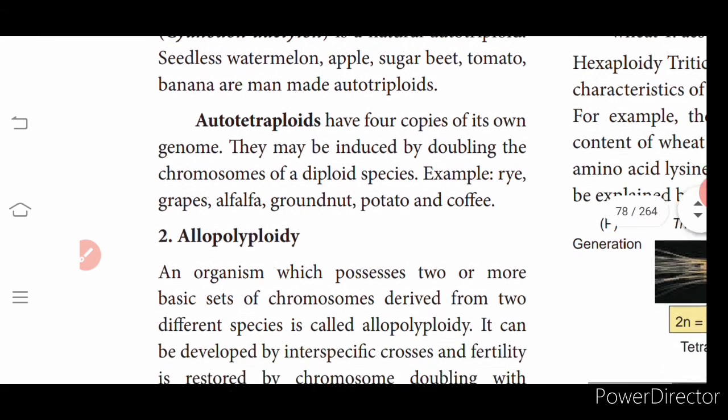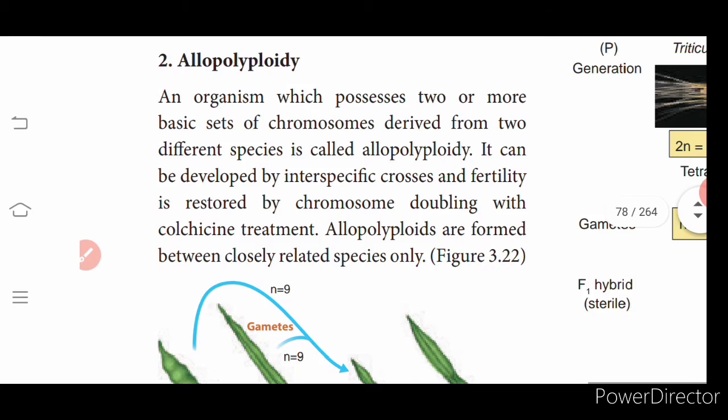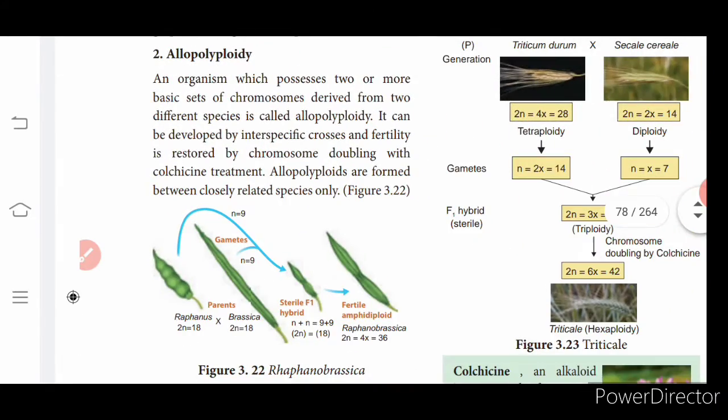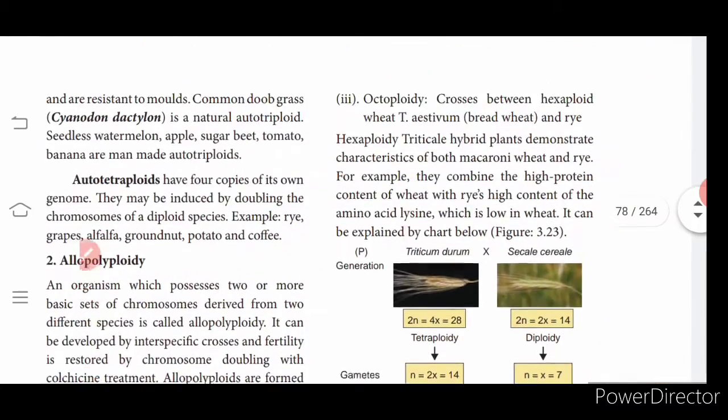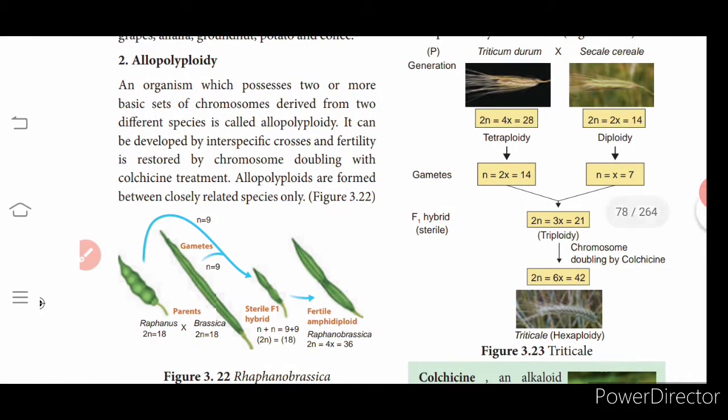Autotetraploid has 4 copies of its own genome. They may be induced by doubling the chromosomes of a diploid species. Allopolyploidy is a condition that we will learn in detail here, and this is important. In allopolyploidy, an organism possesses 2 or more basic sets of chromosomes from different species. Then you call it allopolyploidy.